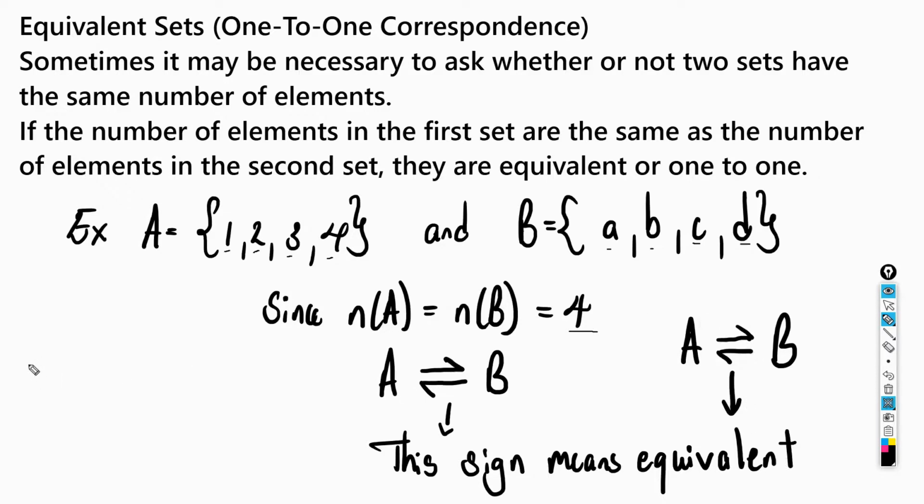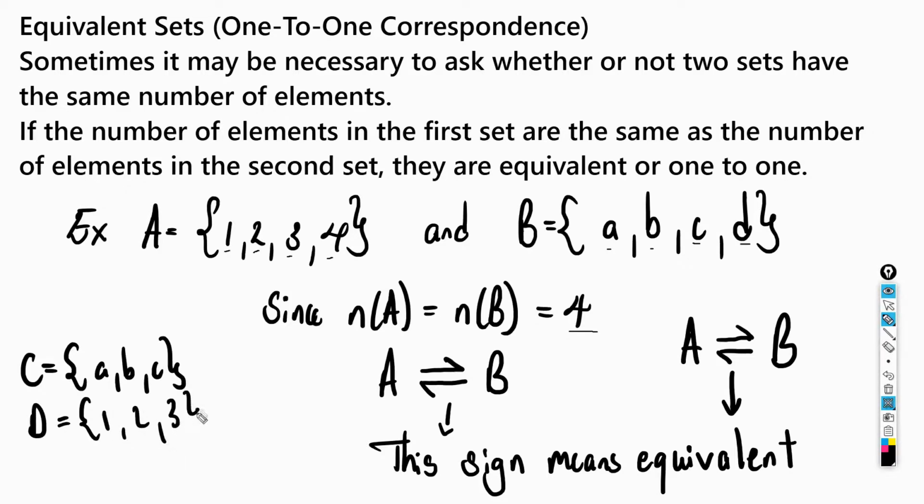Let's just do another example here. Let's say C is equal to A, B, C, and D is equal to 1, 2, 3. Because C and D have the same number of elements, C is equivalent to D. All right? C is equivalent to D. Okay, guys? All right, so let's move on now.